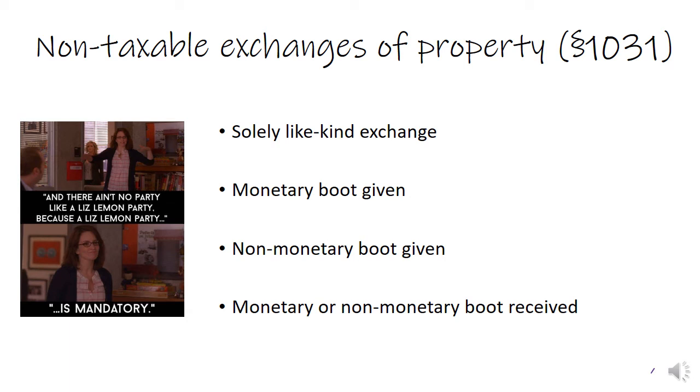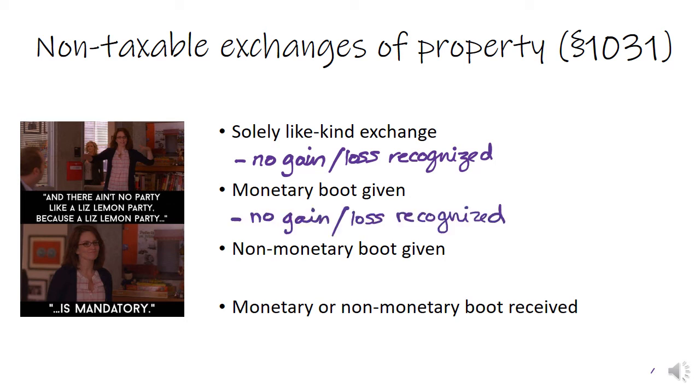Now, if anything other than the like-kind property is exchanged, there may be tax consequences for the taxpayers. Let's look at a couple of examples. First, if solely like-kind property is exchanged for solely like-kind property, neither of the parties recognize a gain or loss. The basis of the property is the basis of what's exchanged. If cash boot is given, the party that gives the boot doesn't recognize a gain or loss.